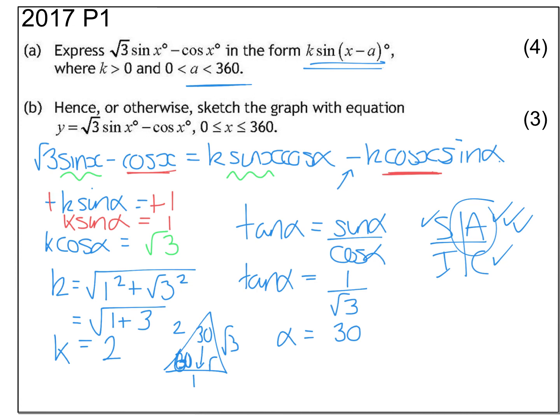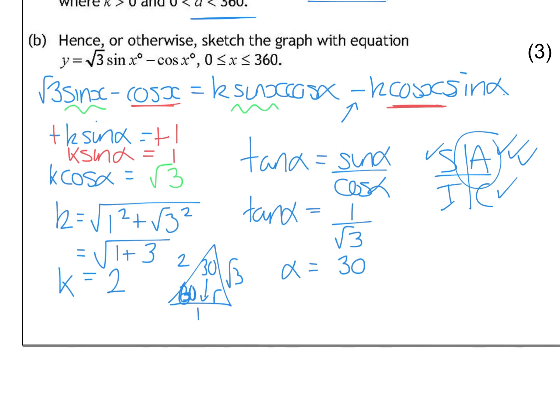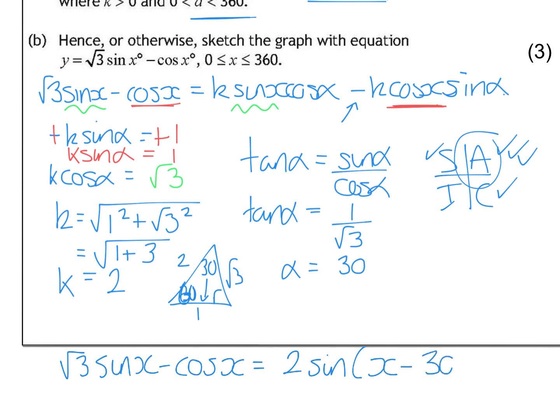So to rewrite my question and finish off part A, we have root 3 sine x minus cos x equals 2 sine bracket, and it was a negative expansion, so x minus 30 degrees. That was a dream question there, other than the negative bit. So that was part A. Then it says, hence or otherwise, sketch the graph with the equation. And watch, they only want us to sketch the graph between 0 and 360. So we have to sketch this now.